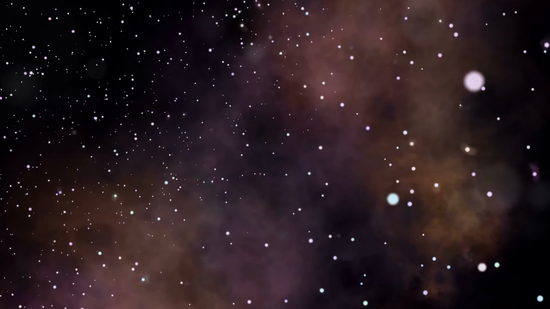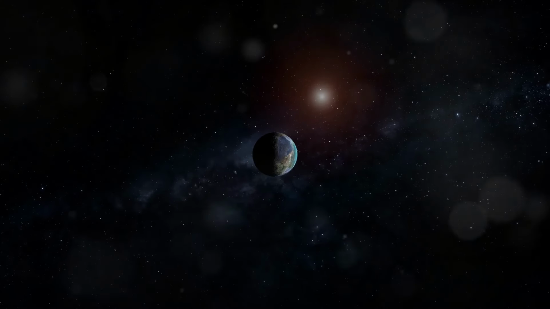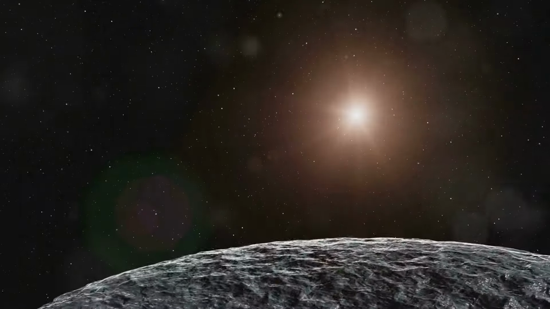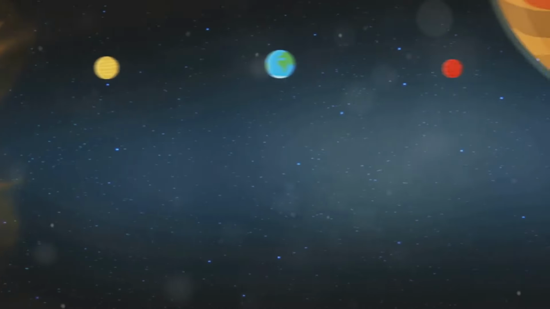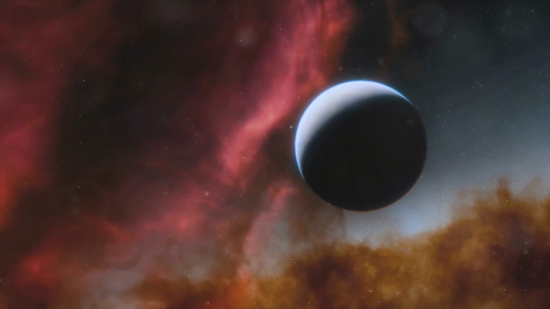Let's take a journey to some of the most intriguing exoplanets discovered so far. First, we have Kepler-22b, located in the habitable zone of its star, which means it could have the right conditions for liquid water. This super-Earth is about 2.4 times the size of Earth, and orbits a star similar to our Sun, making it a prime candidate for hosting life.